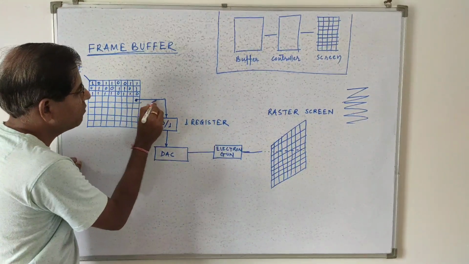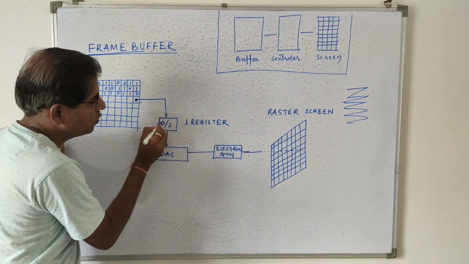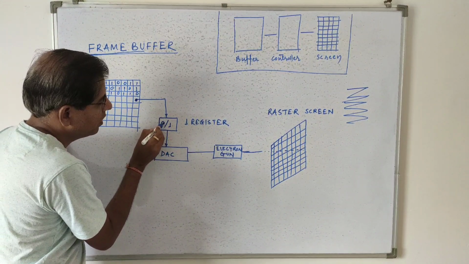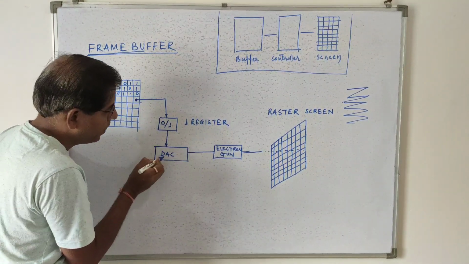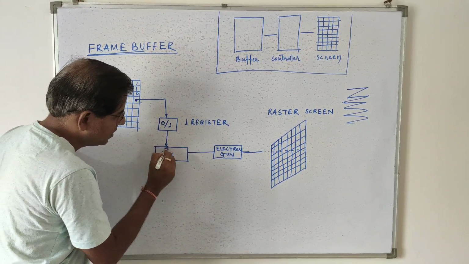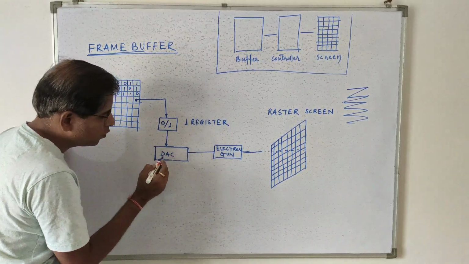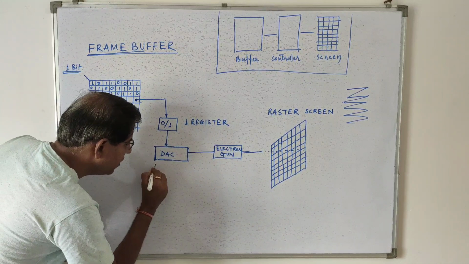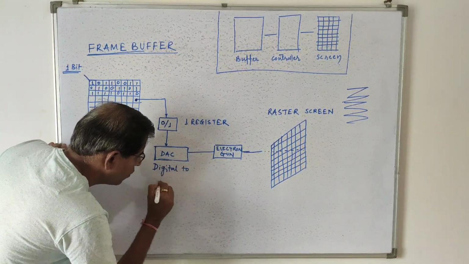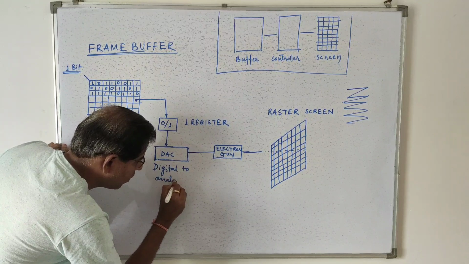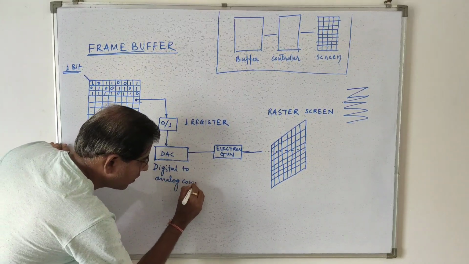So this information comes to this register. For example, the information is 0. So this information goes to DAC. DAC is digital to analog converter.